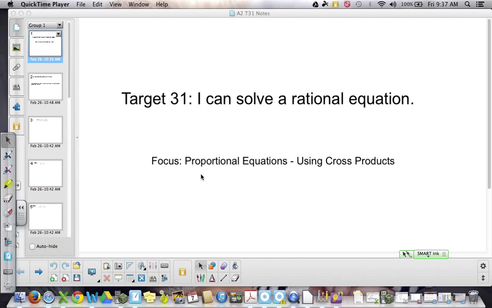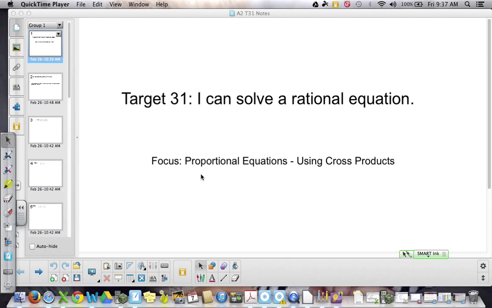Algebra 2, target 31, I can solve a rational equation. This target will finish up our Unit 5 on rational functions. There will be two parts to this target because there are basically two general forms of equations that we typically see with rational equations. The first of those is what we call proportional equations.